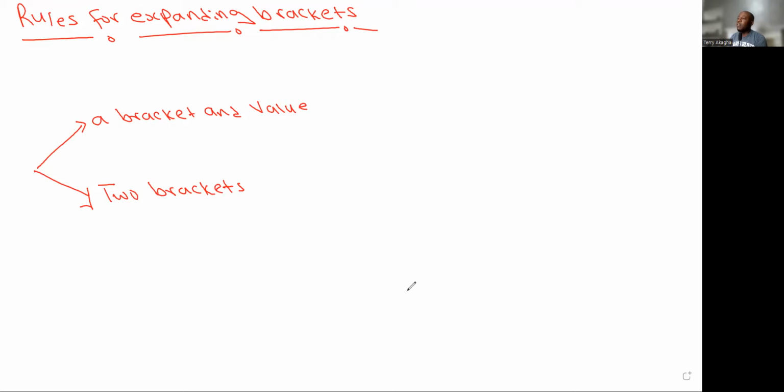So the first one, let's start with when you have a bracket and values. When you have brackets and values and you are asked to expand it, remember I said that these videos are just a quick refresher. Before we go into advanced algebra, I just want to be sure that we are all on the same page on the basic algebra.